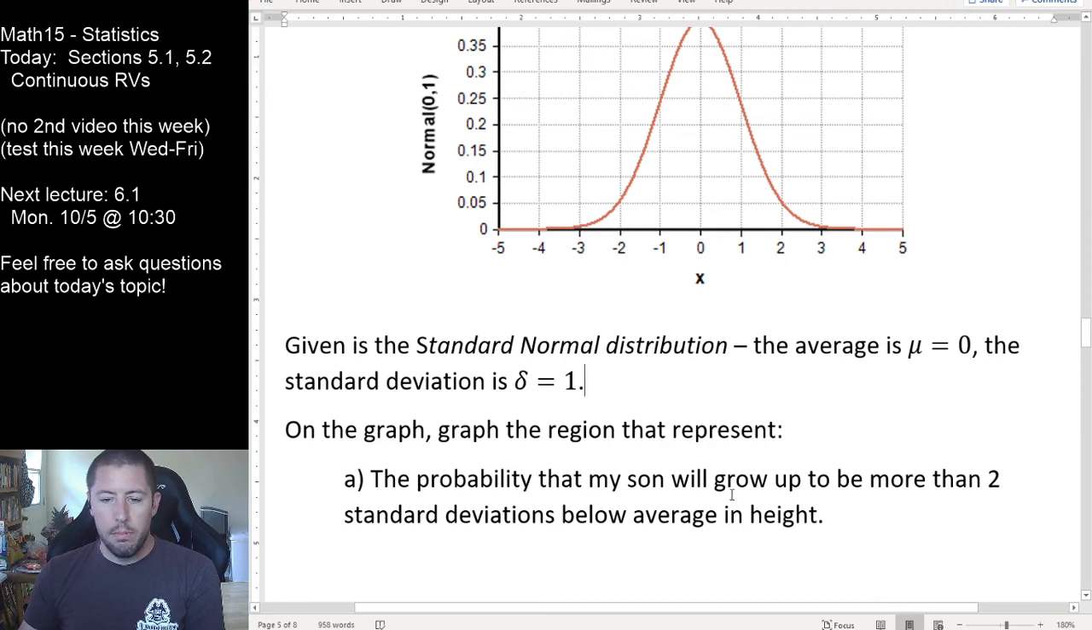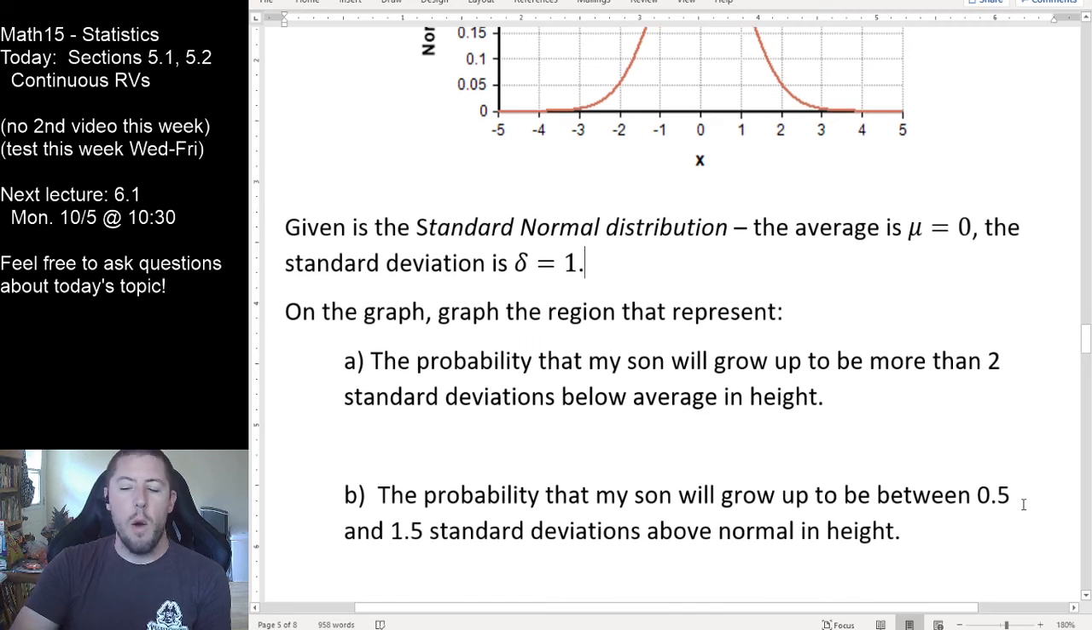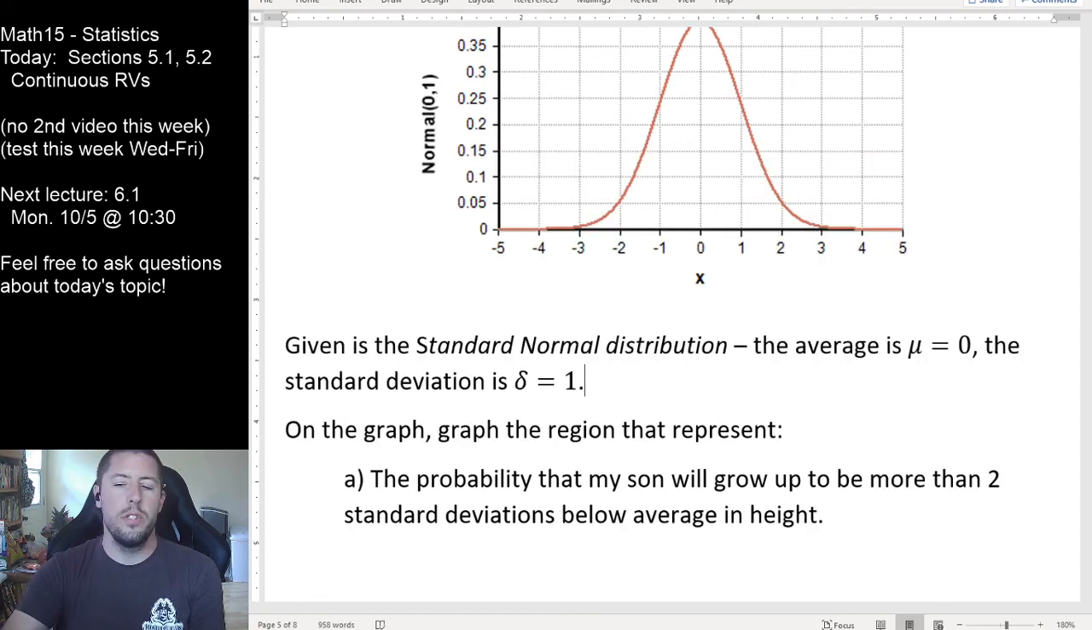And so the probability first of interest is what is the probability that my son will grow up to be more than 2 standard deviations below average in height. So more than 2 standard deviations below average. Right? In this case right here, I can see that 2 standard deviations below average starts right there. And my question is, what is the probability that my son is more than 2 below average?